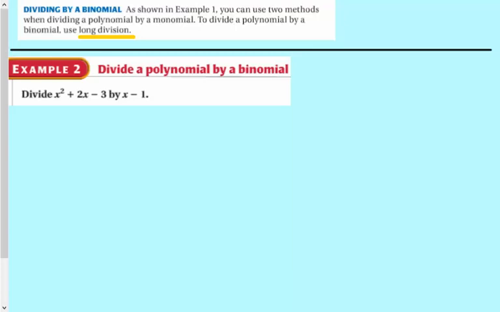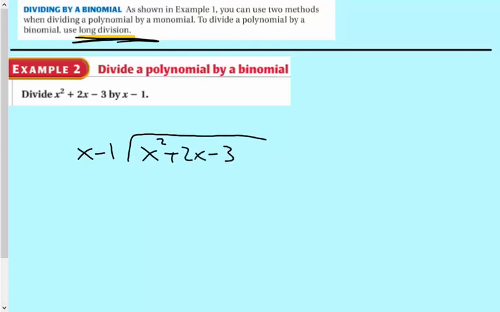What we're going to do is we're going to have to use long division as it says here. That's the only way to do it. X minus 1 goes into x squared plus 2x minus 3 how many times? So what you can do is you're going to focus on just the first numbers.